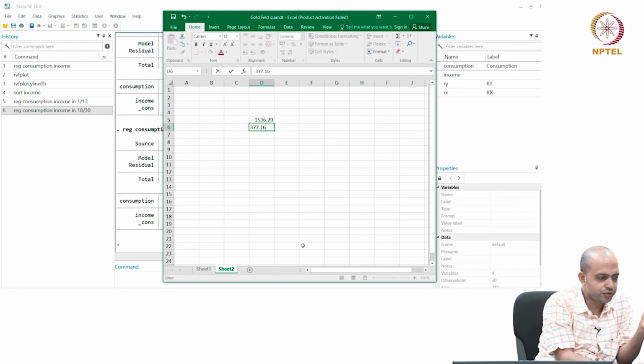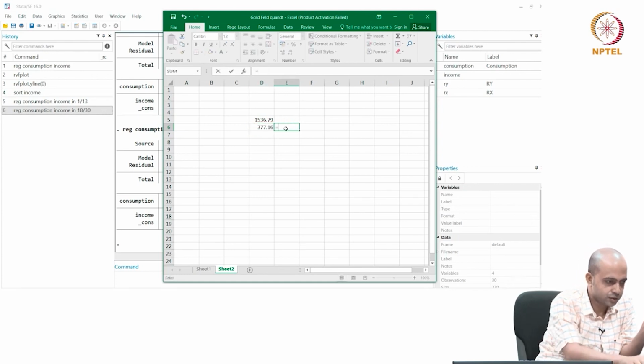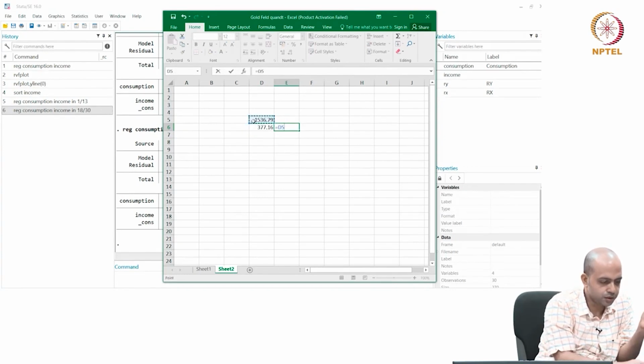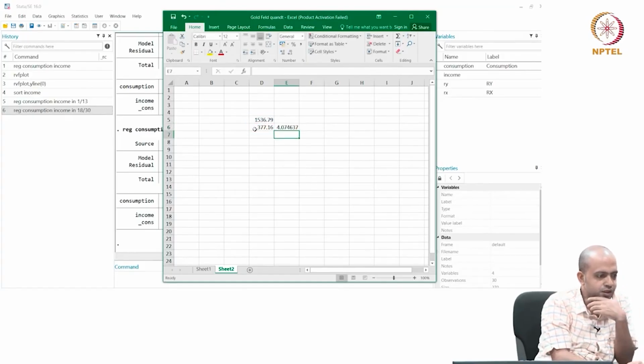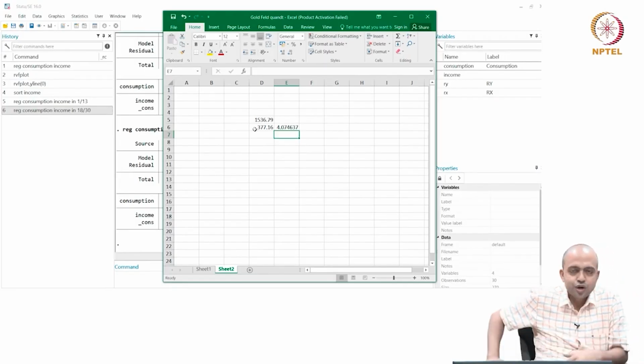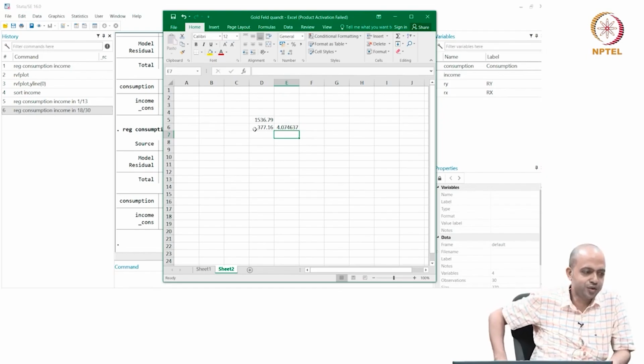377.16. If you divide this by this, it is your F statistic. So basically what you have to do is RSS2 by RSS1, which is 4.79, okay, 4.79. And what is the degrees of freedom for the numerator and denominator for this? The degrees of freedom would be 11 and 11.